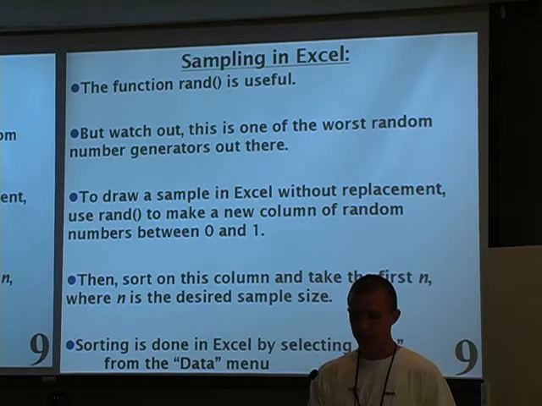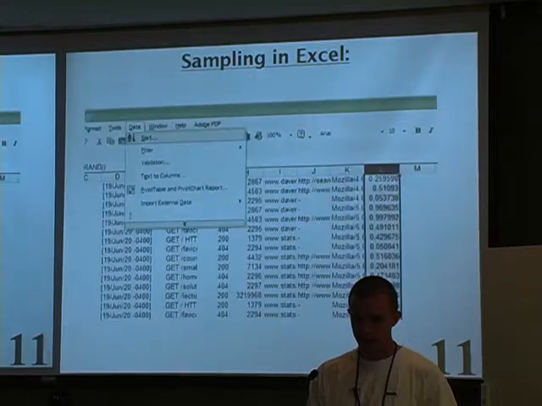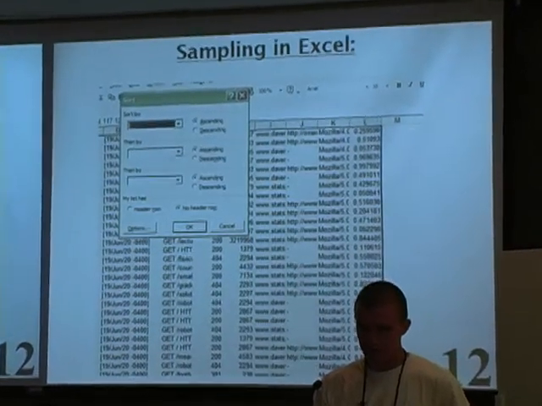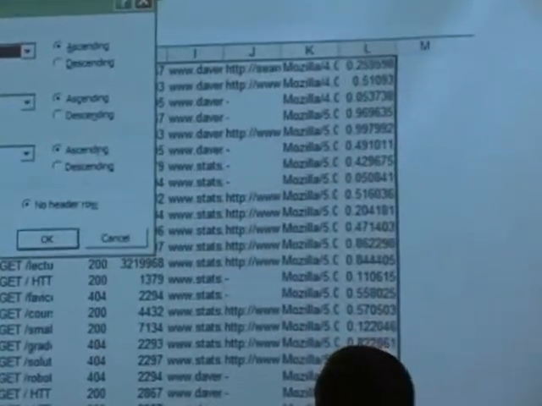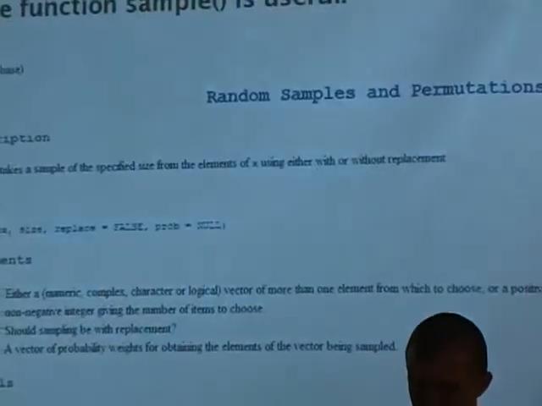And if you wanted to do it with replacement, you can imagine how you would do that. And here I have some screenshots of what we went through last time. Basically, this last column here was a random number I generated using the rand function, and then I simply sorted on that, and then you can pull off the top rows.